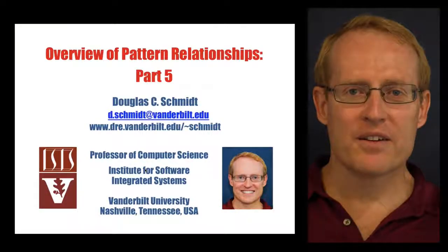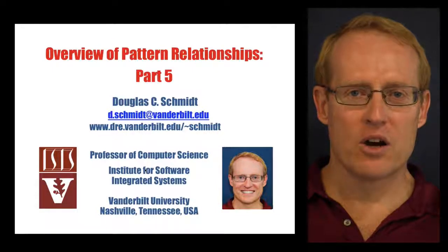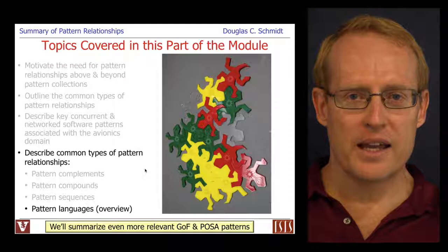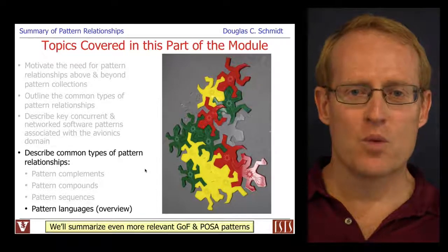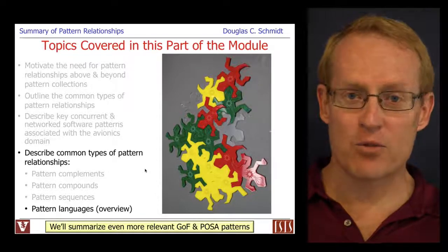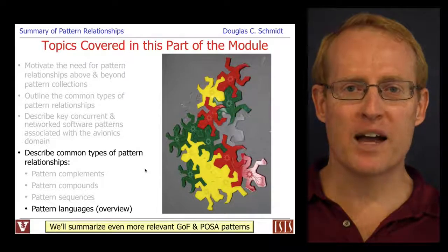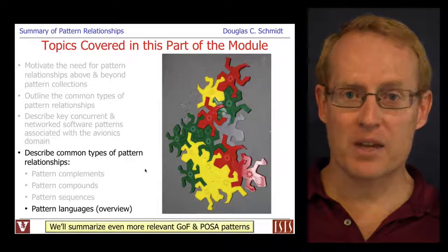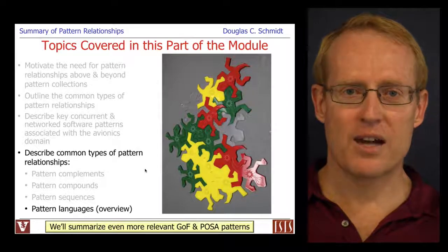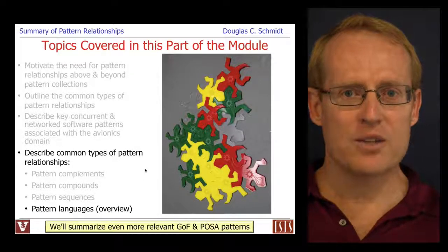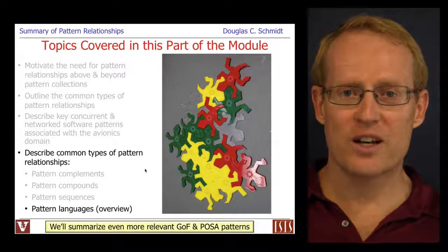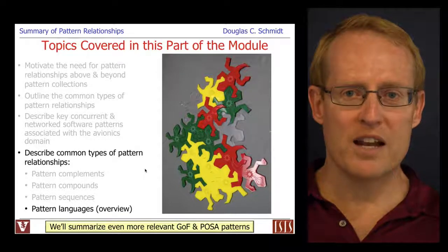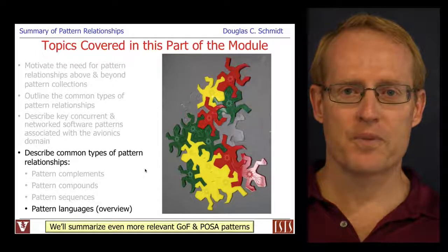Welcome to Part 5 of the module on an overview of pattern relationships. In previous parts of this module, we motivated the need for pattern relationships that go above and beyond traditional pattern collections. We outlined some of the common types of pattern relationships and then described some of the key concurrent and networked software patterns that are associated with the domain of avionics control systems.